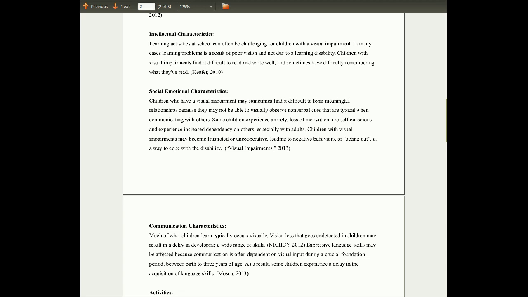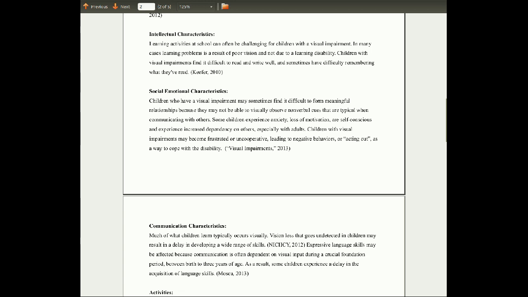Now, children with visual impairments, I already said, have difficulty reading and writing well, and sometimes they have difficulty remembering things that they have read, or some of the activities that they've learned in school. They may have a difficult time remembering those things because we rely on a lot of visual input to help us encode things in our mind or to help remember those things.